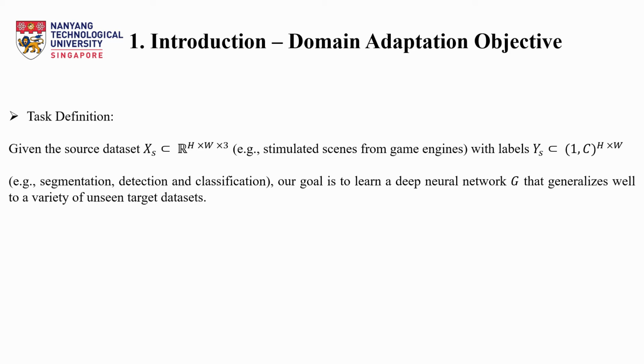Therefore, domain generalization has been proposed to solve such domain bias issue. The objective of domain generalization is defined as following. Given the source dataset Xs with labels Ys, the goal is to learn a deep neural network G that generalizes to a variety of unseen target datasets.